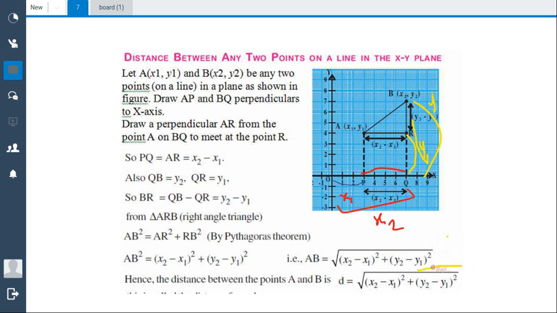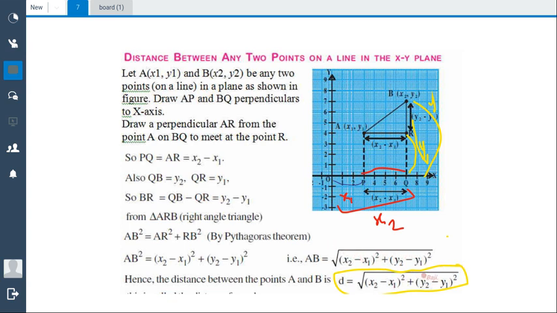The distance between 2 points formula is square root of x2 minus x1 whole square plus y2 minus y1 whole square. That is the distance between the 2 points.